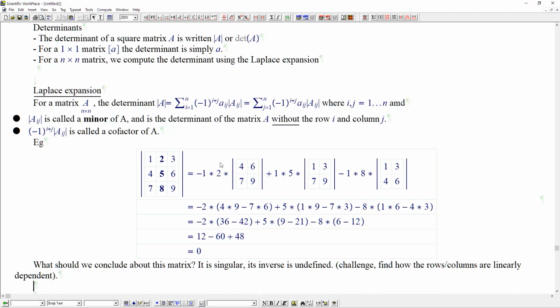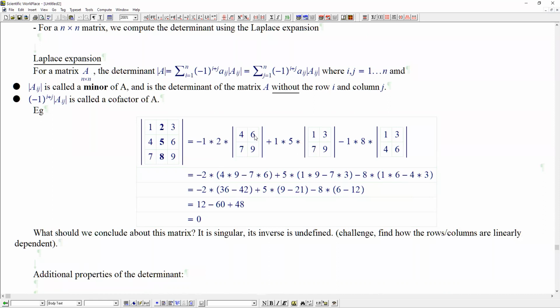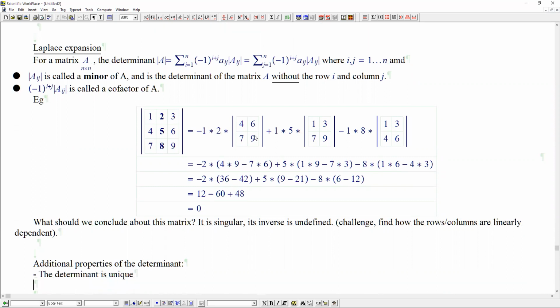All right. Additional properties of the determinant. The determinant is unique. A non-zero determinant implies linear independence.